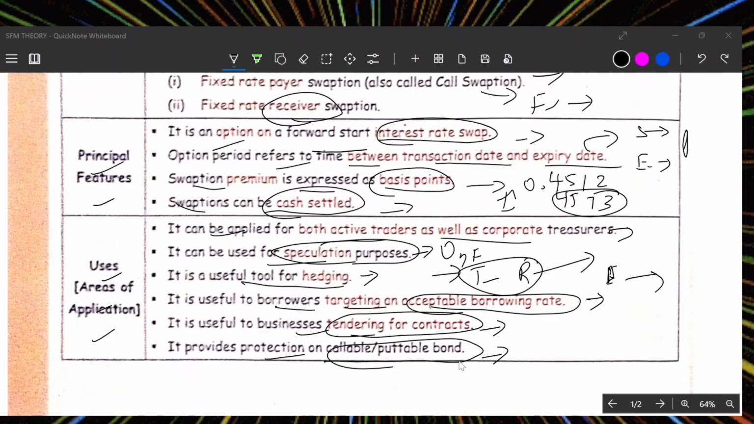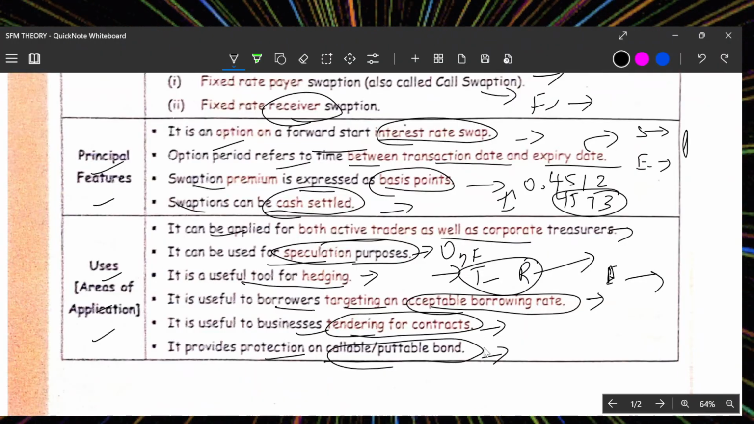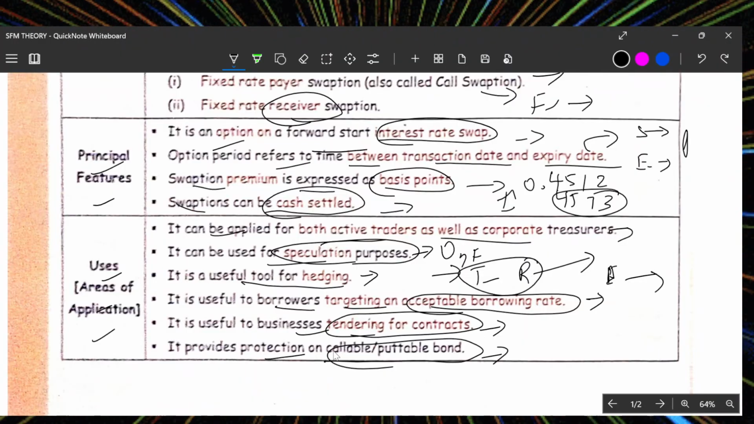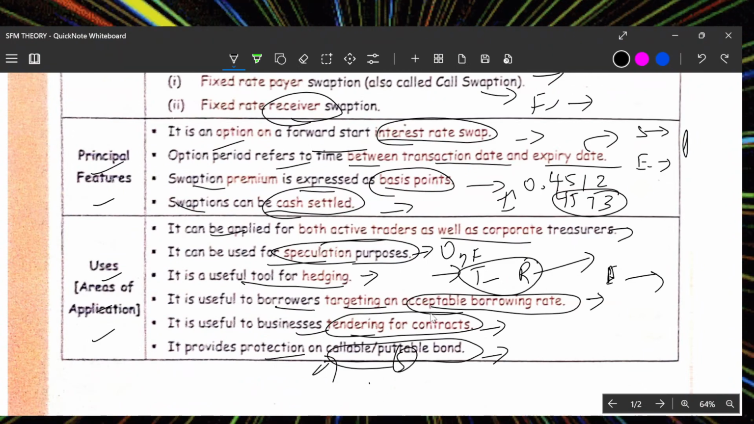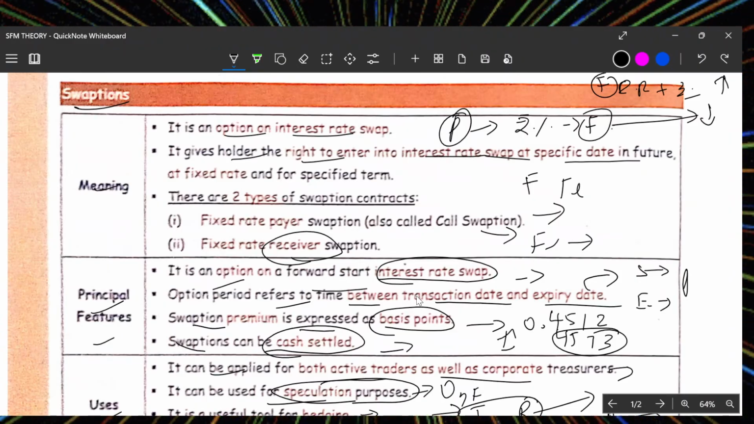Callable and puttable: call option, buy it; put option, sell it. So for futures and options also it will be used. That gives great protection. So this is the area where the swaption is very useful.